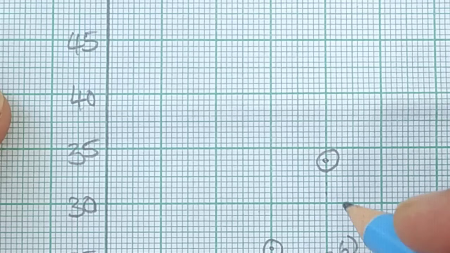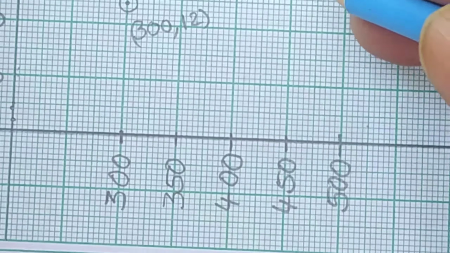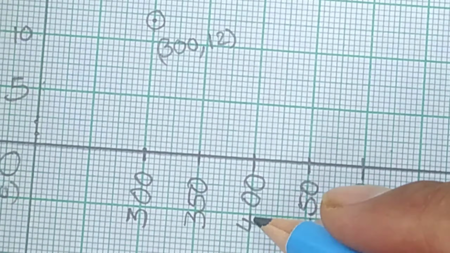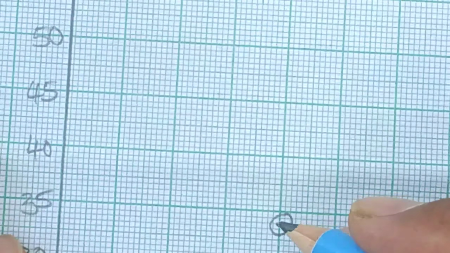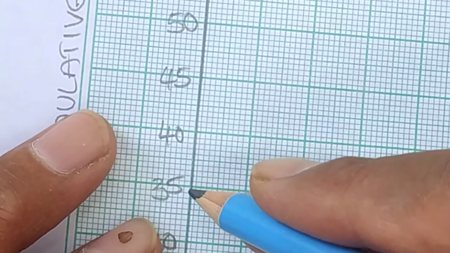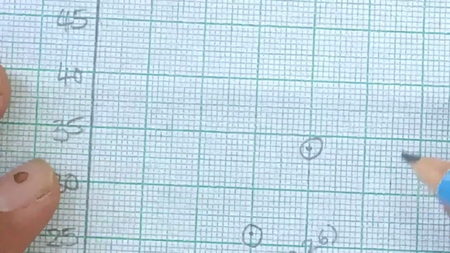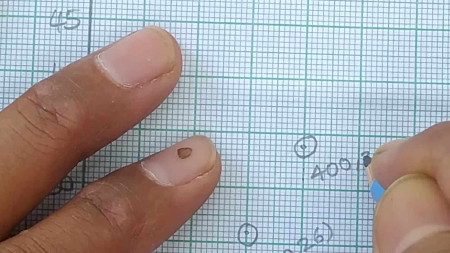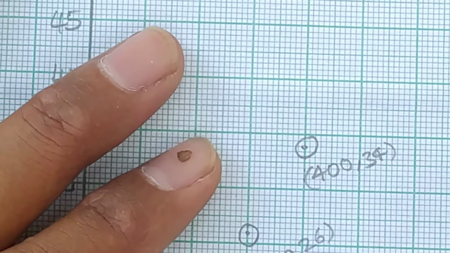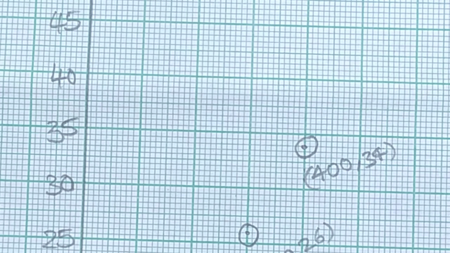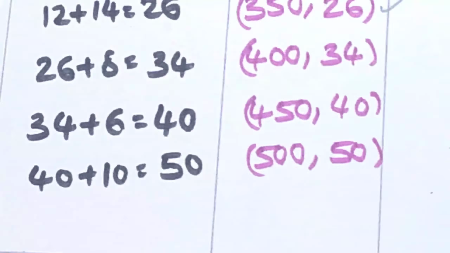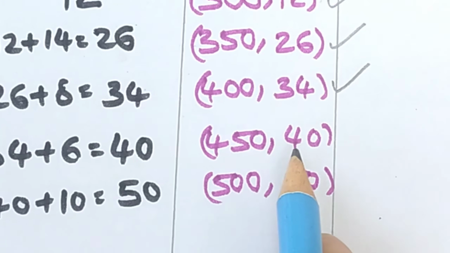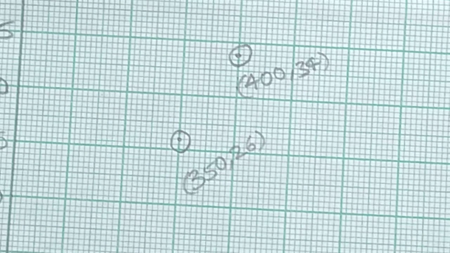Here you observe, if you come down, this is 400, and if you go from here to here, this is 34. So, this is 400 comma 34. Clear? Now, let us see the next point, that is 450 comma 40.